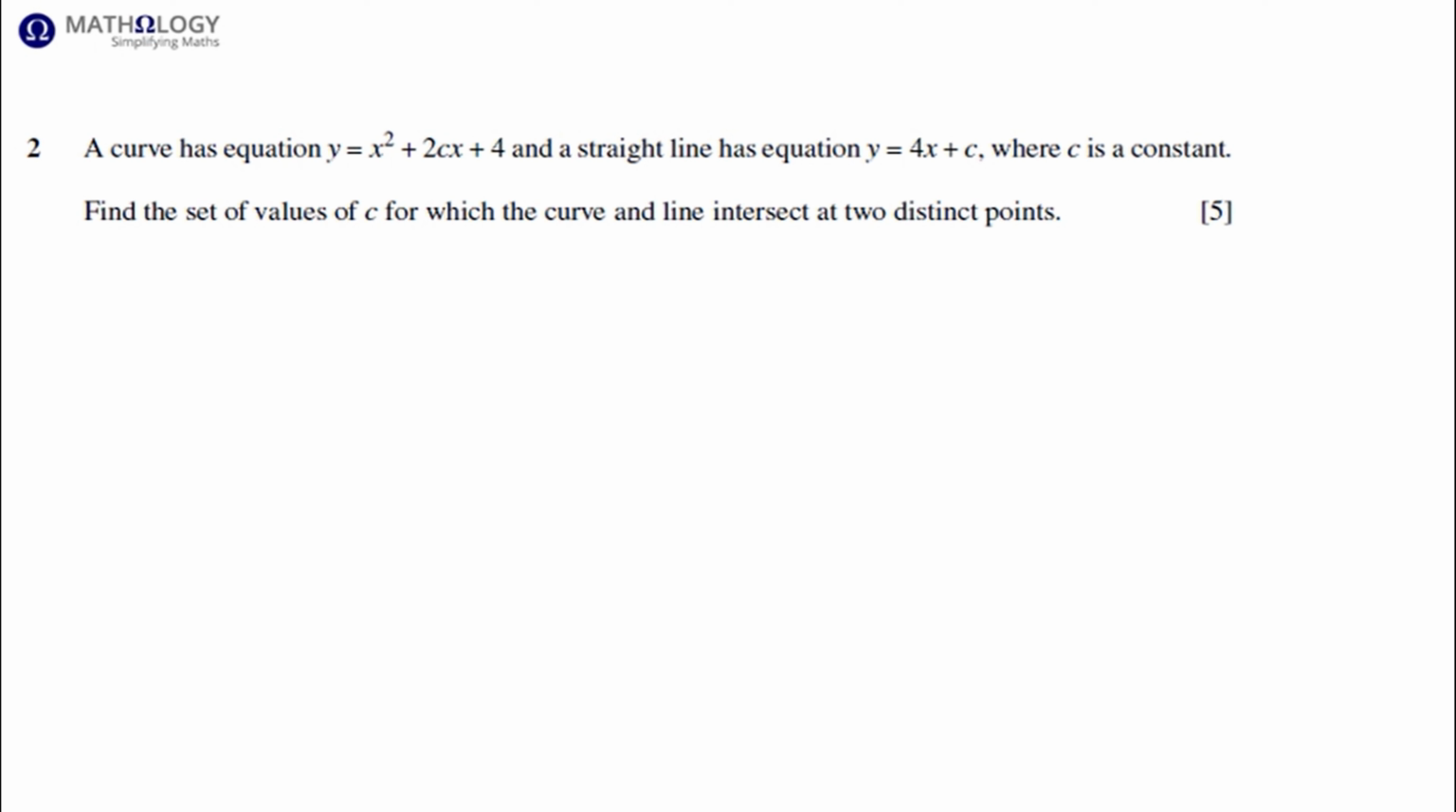The curve has equation y equals x squared plus 2cx plus 4, and a straight line has equation y equals 4x plus c, where c is a constant. We're required to find the set of values of c for which the curve and the line intersect at two distinct points. For the two functions to intersect at two distinct points, the discriminant delta must be greater than 0. So this is what we are looking to do, right? We're going to equate the two functions.